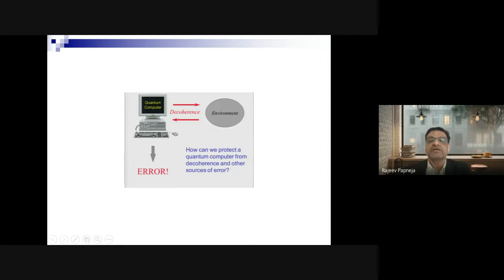So if we are going to operate any one quantum computer successfully, we have to somehow find a way to protect it from the damaging effects of decoherence and any other possible sources of error that could cause the quantum computer to fail. Well, as we know, errors can be a problem even in the classical world. It's not just in the quantum world.